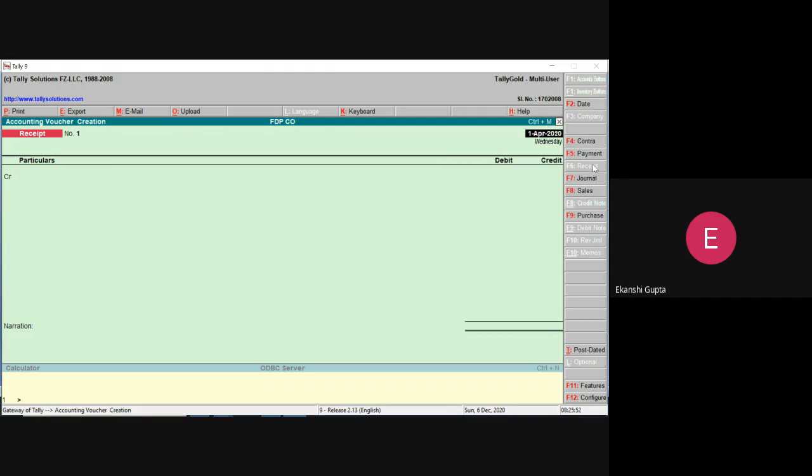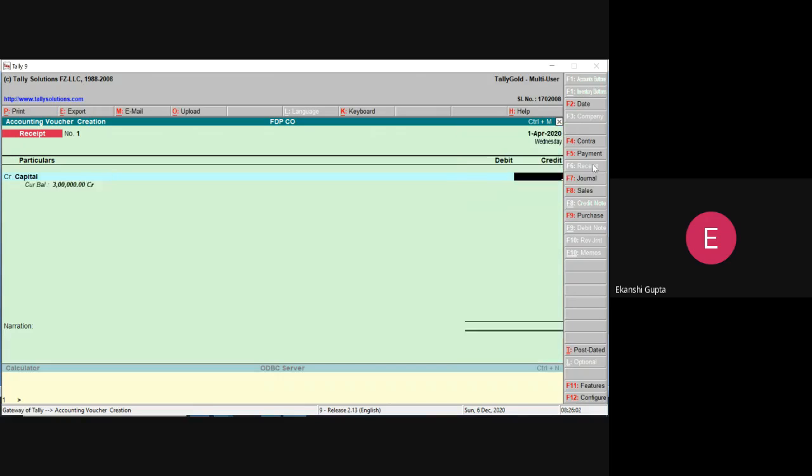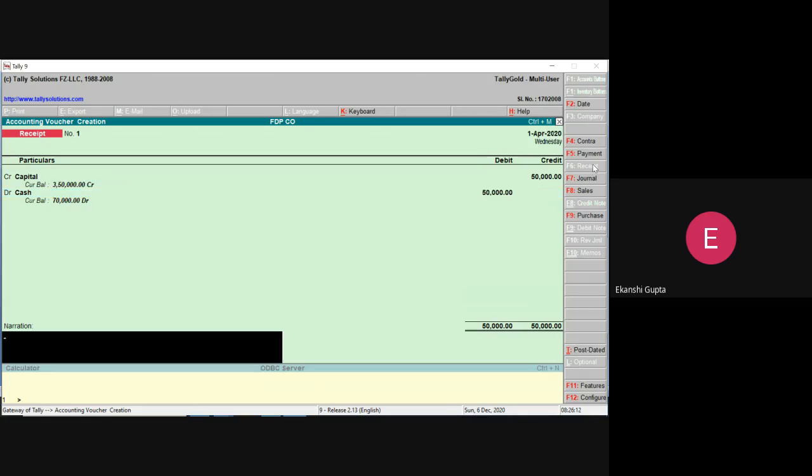The date was given as 1st April, so I'll stick to that date. Credit would be capital with the amount 50,000. Debit would be cash with the 50,000. So narration, if you would like to give a narration, you may. Otherwise, you can skip it.